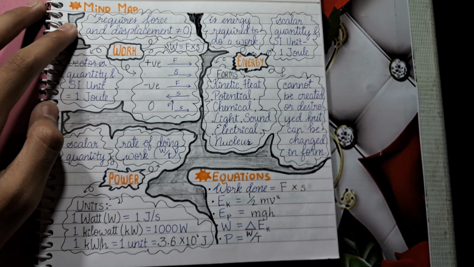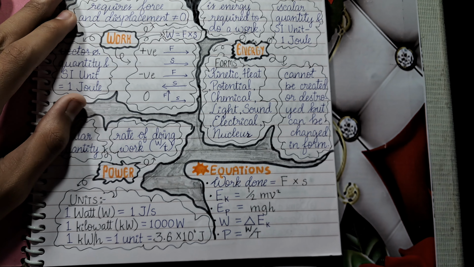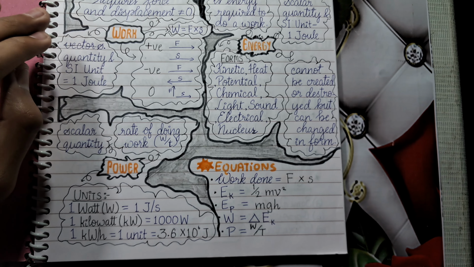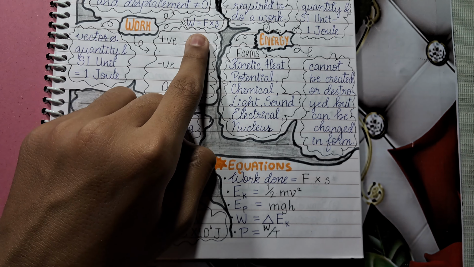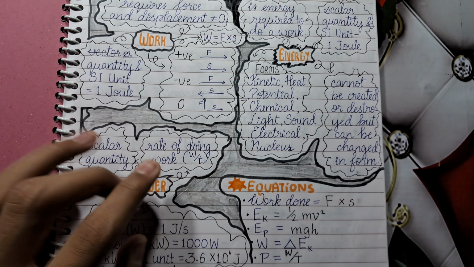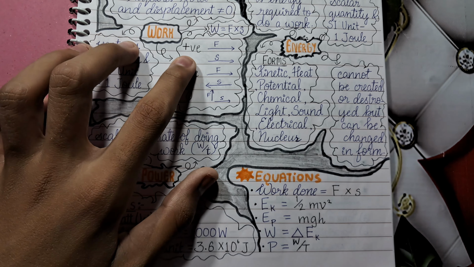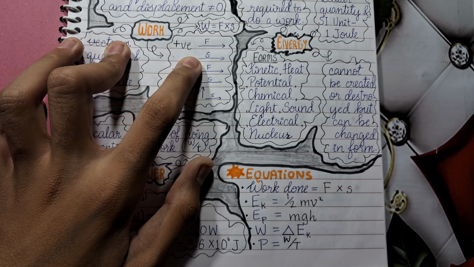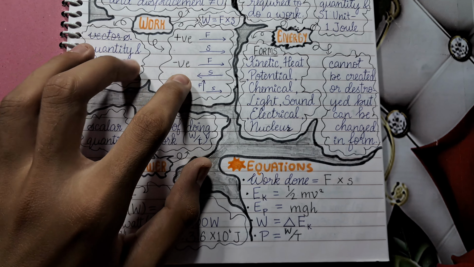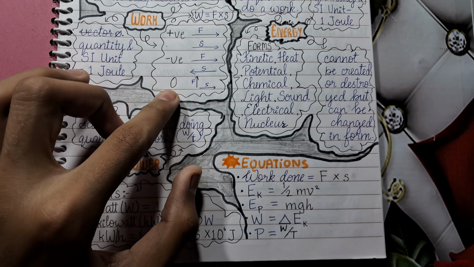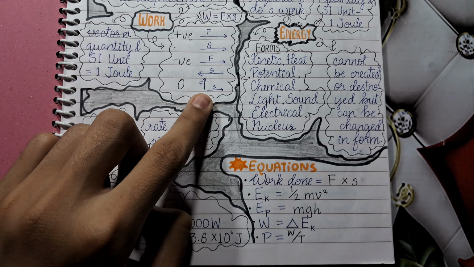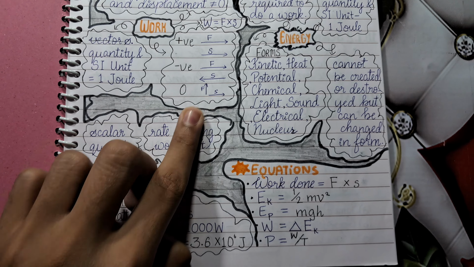Work is a thing that requires force and displacement that are not equal to zero. Work is equal to force multiplied by displacement. It's a scalar quantity and the SI unit is 1 joule. It is positive when the force and displacement are in the same direction. If they are in opposite directions, it is negative. If they are perpendicular to each other, the work done will be zero.